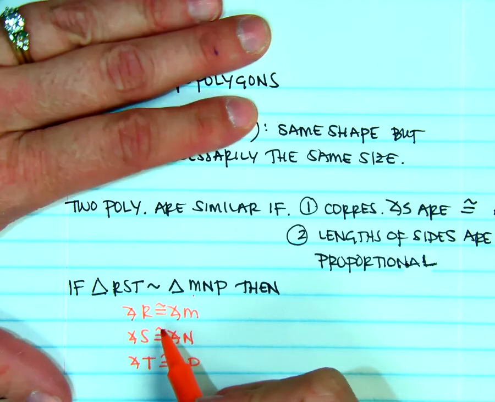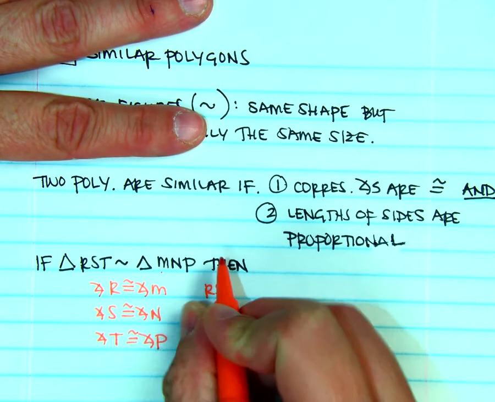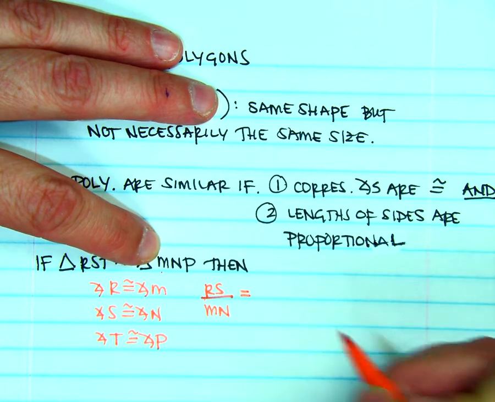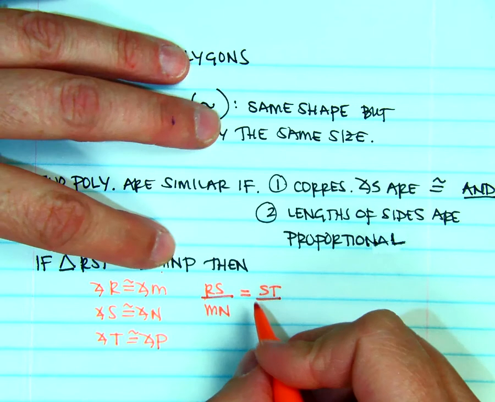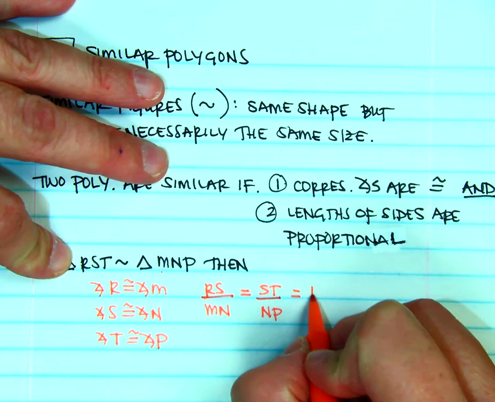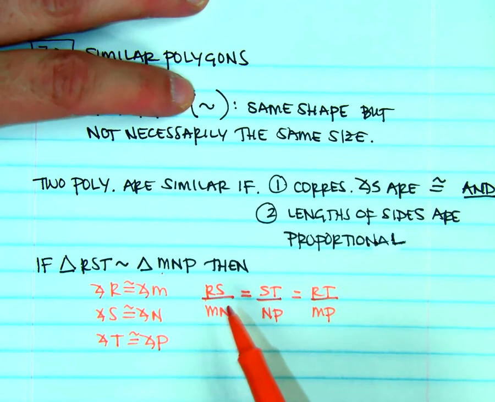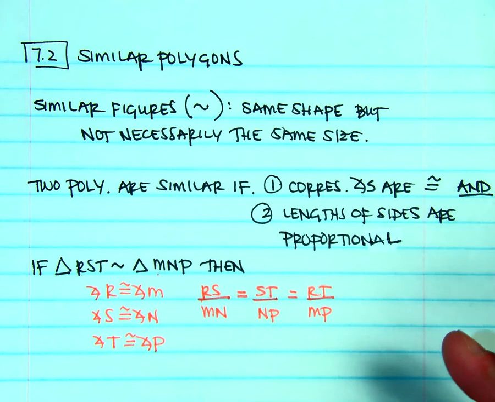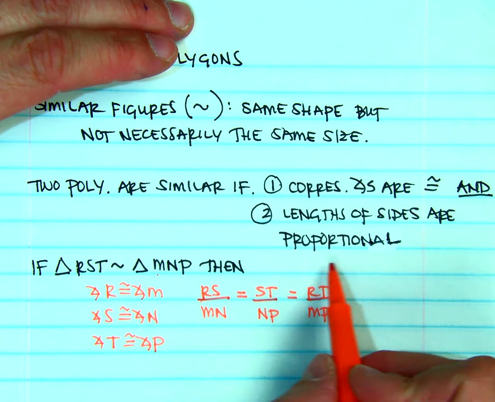That's if and only if you already know that they are similar. Also, segment RS is proportional to segment MN. That should have the same ratio as segment ST is proportional to NP. And that should also equal RT, which is proportional to MP. So no matter what, all of these three ratios, or however many sides you have to your polygon, have to have the same ratio. If they do not, then they are not similar.